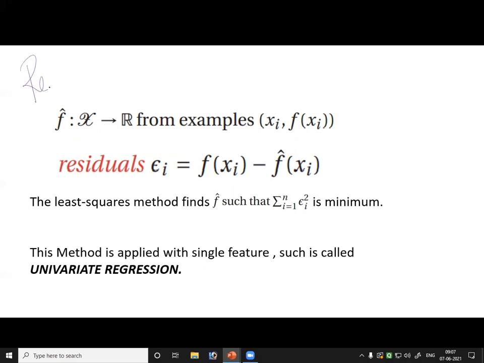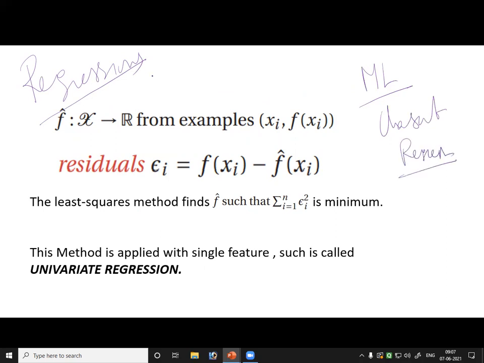Univariate regression. My dear friends, by using these linear models, we can solve many ML problems like classification, regression, etc. So we are going with regression, and this first type is univariate regression. What do you mean by univariate regression? Before going to that, let us learn what the different forms are.